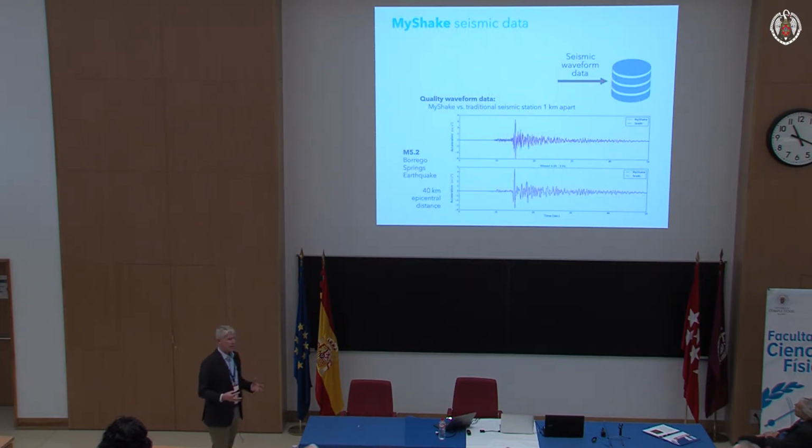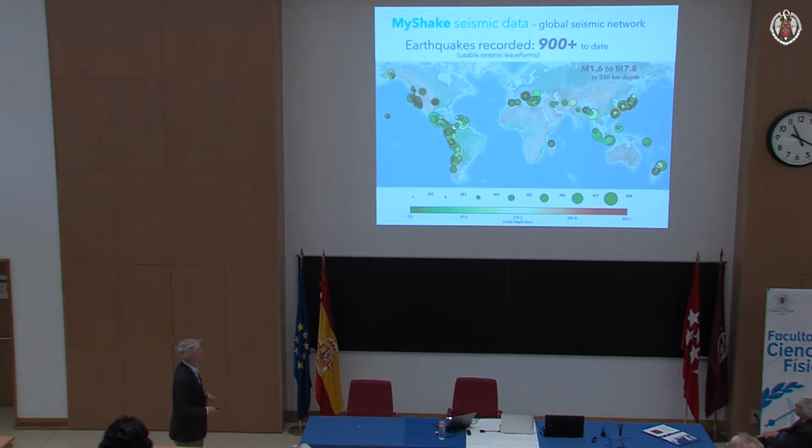To give you a sense of what the data looks like, people, for good reason, are very skeptical about the quality of seismic waveform data from smartphones. And so here's a comparison between a MyShake smartphone seismogram and a traditional seismic station that were 1 kilometer apart. They're not in exactly the same location, so of course we don't expect the waveforms to be exactly the same. But you can see, particularly on this filtered version, that the two waveforms match each other very well. So this is data that can be used for many of the kinds of analyses that we use traditional seismic data for. The quality of the waveforms is good enough for those kinds of studies.